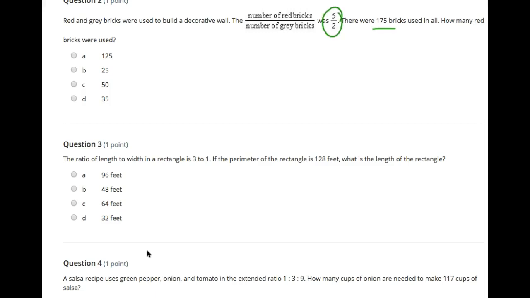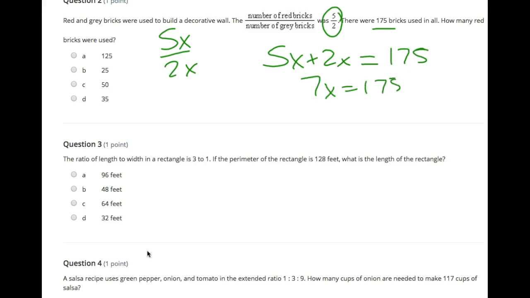So I need to convert this ratio so I can set up an equation. Now I know that the parts of something all add up to the total. But if I go 5 plus 2, that doesn't equal 175. So what I'm going to do is put a factor back in. Because I can cancel factors out, I can also put them back in. So I'm going to put in a variable x and change this to 5x and 2x. Now I can say that these two parts, 5x plus 2x, are going to add up to the total of 175. And from here I just solve, combine my like terms, divide, and I should get x equal to 25.